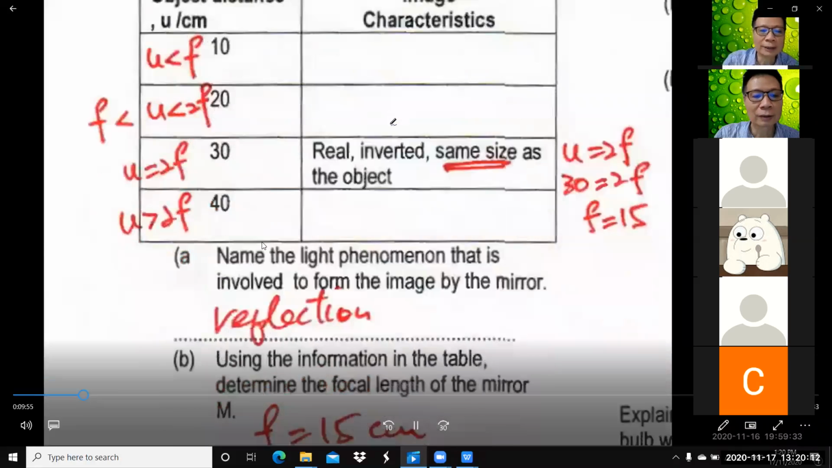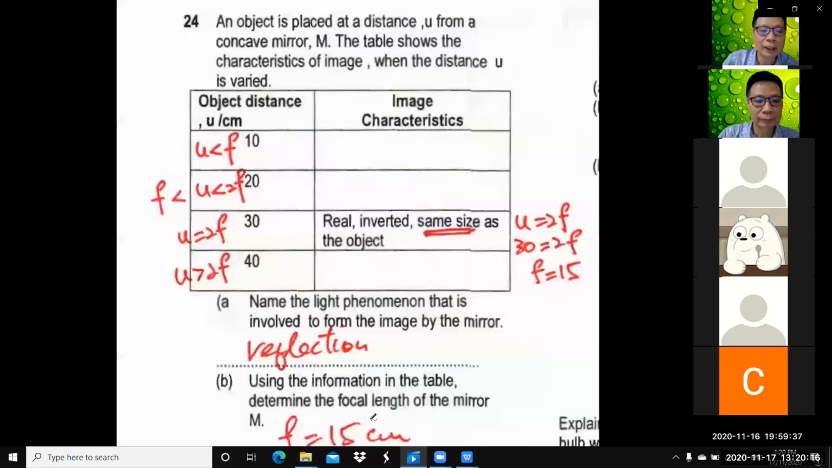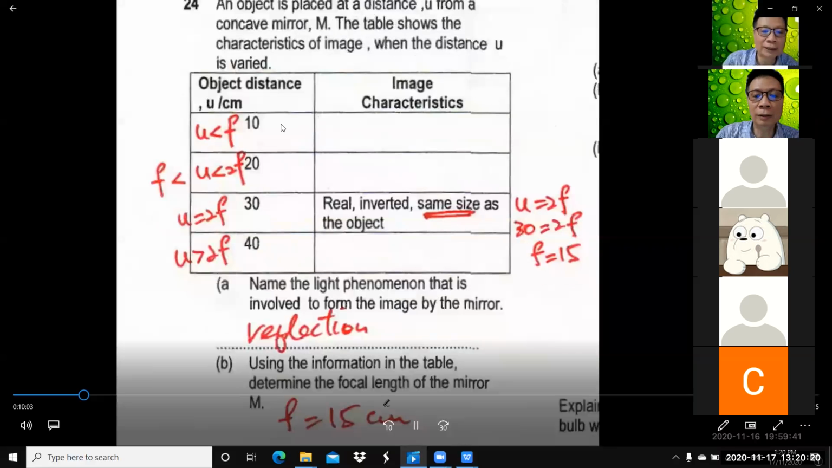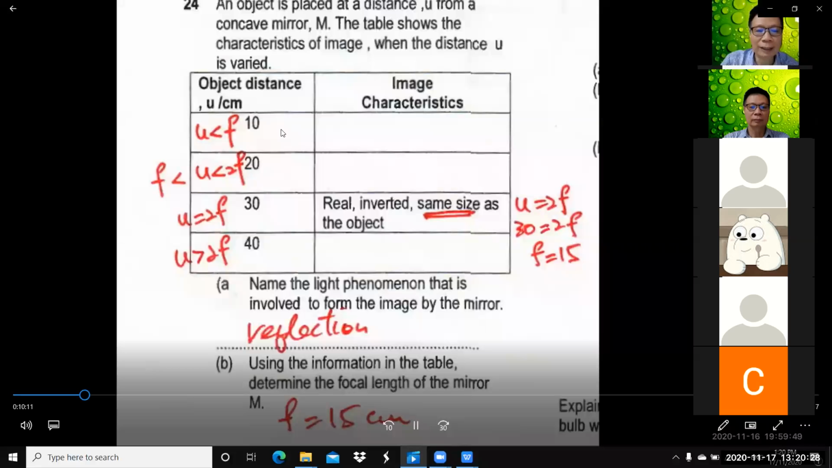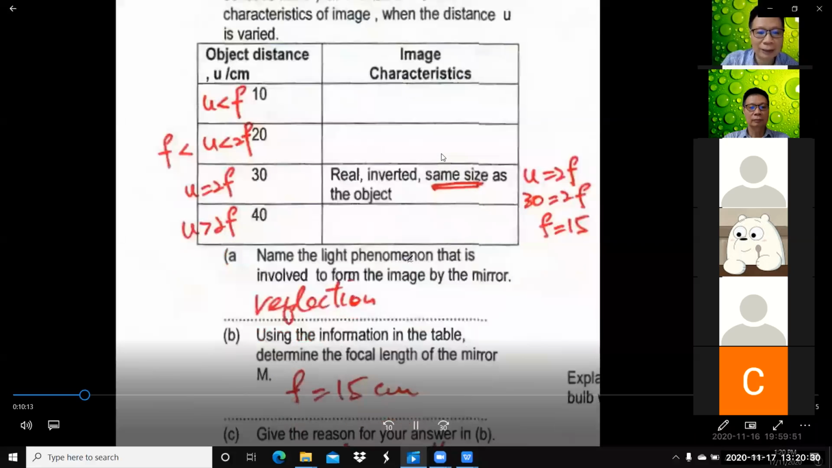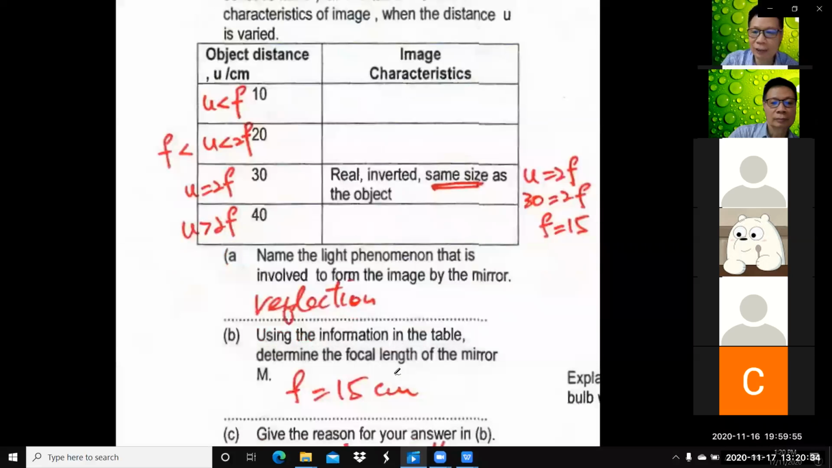Okay, next, this one we already calculated. We already calculated the focal length, 15 cm. So just put the answer here. Focal length 15 cm. Next, give the reason for your answer. How to give the reason? Why is the answer 15? What reason do you want to give here?